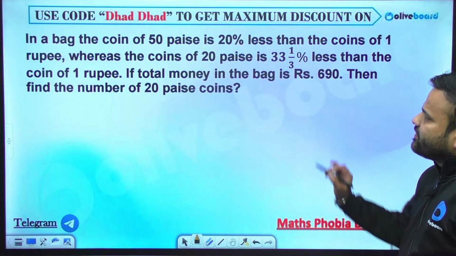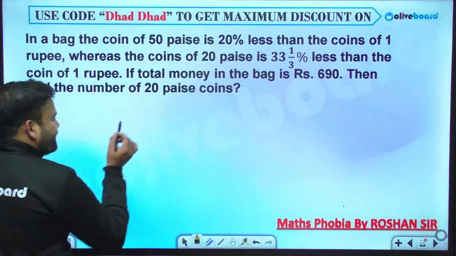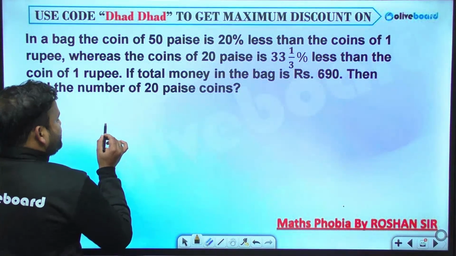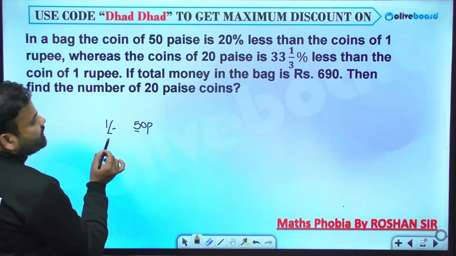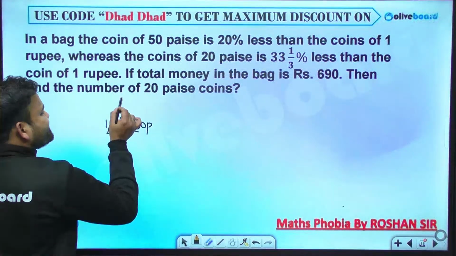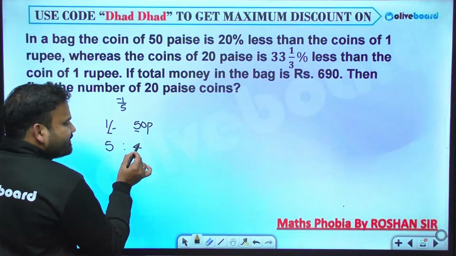In a bag, the coins of 50 paise are 20% less than the coins of 1 rupee. Clear? There is a bag in which, as compared to 1 rupee, 50 paise coins are 20% less. 20% is 1 by 5. What does 1 by 5 less mean? The ratio will be 5 and 4, isn't it?